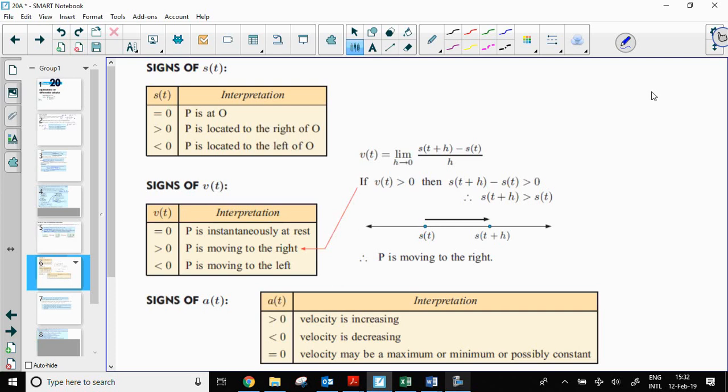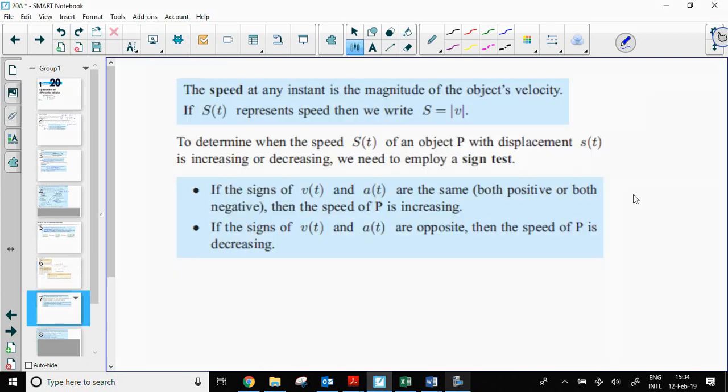If velocity is 0, that means it's not moving. It is at rest. If velocity is positive, it is moving to the right. Velocity negative, moving to the left. Acceleration positive means that the velocity is increasing. Acceleration negative means the velocity is decreasing. Remember that the velocity could be negative but increasing, or it could be positive but decreasing.